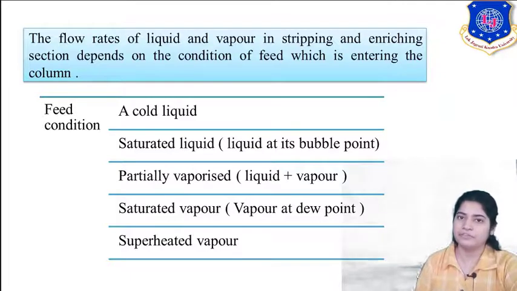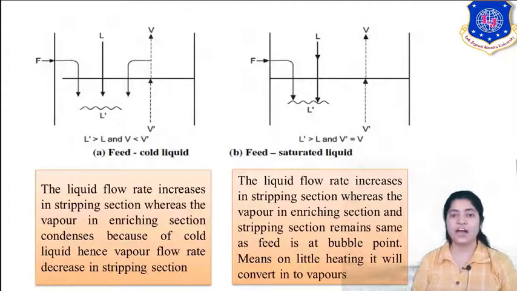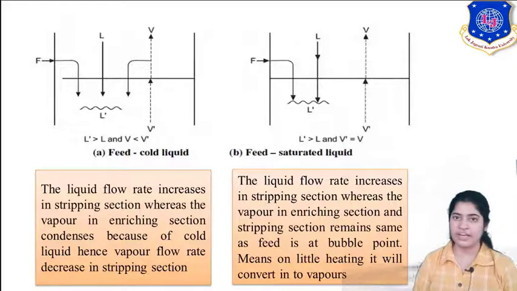Fifth kind of feed is superheated vapor. Superheated vapor means its temperature is above its dew point temperature. So let's see how the condition of feed affects the liquid flow rate and vapor flow rate in the enriching and stripping sections.